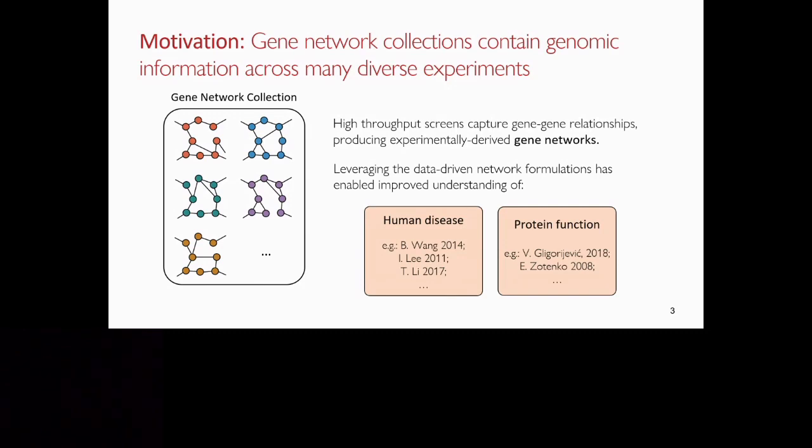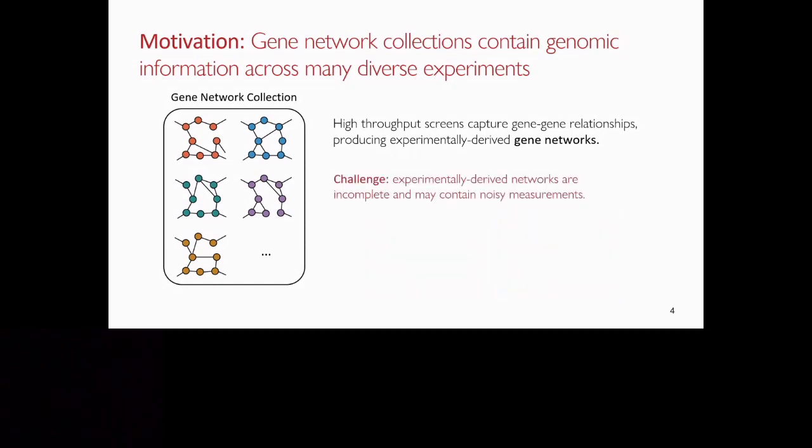But of course, one challenge with any of these experimental networks is that almost inherently they're going to be incomplete, and they're going to contain some noisy measurements from that functional screen. So one thing we can try to do to tackle this problem is take advantage of the fact that we don't just have one network. We probably have collections of many, many networks from many different experiments. And we can then perform network integration, where we pool information across all of the networks within a collection to uncover robust and informative patterns about gene relationships.